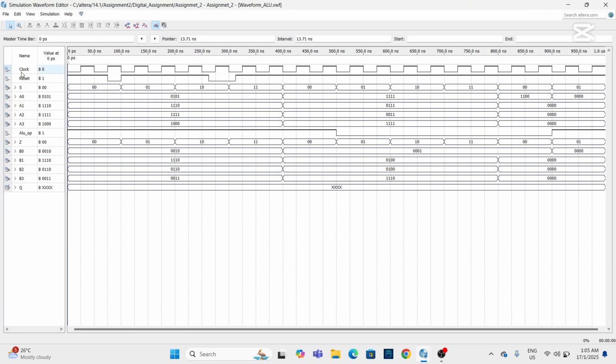So we can see this is the clock signal and this is the reset signal. And this S is the control signal of input A, and the Z is the control signal of input B. And this is our ALU operation code. And Q will be our output.